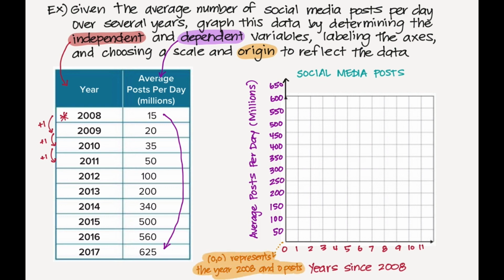Last thing we need to do is now plot our data on our graph. So I'm going to plot 0 up 15, 1, that's again 2009, up to 20. The next year is up to 35, and then up to 50, up to 100, up to 200, up to 340, just under 350, up to 500, up to 560, and then up to 625.